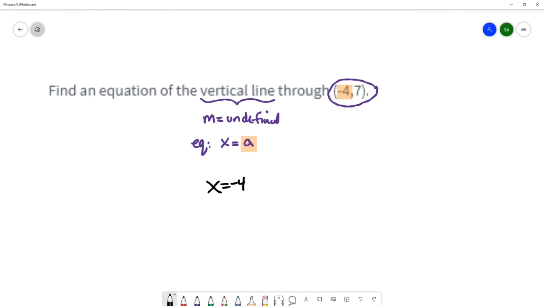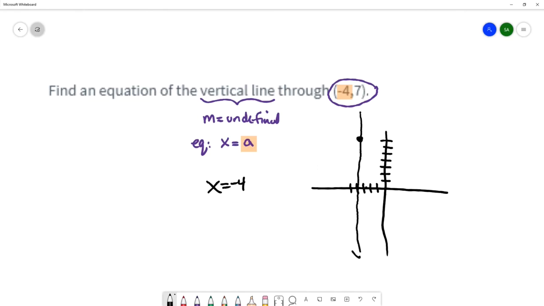We can draw a picture of this vertical line to feel a little bit more comfortable about that. We have the ordered pair -4, 7. So -4 and 7 would be a point here. And if we were to draw a vertical line going through that point, you can see that all of the points on the vertical line, every single ordered pair on this vertical line, has an x-coordinate of -4. And so that's how we define the equation. It's all ordered pairs with an x-coordinate of -4.